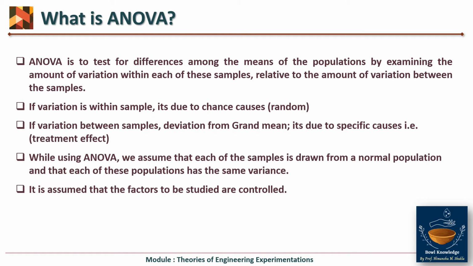So what is ANOVA? Again, we will go to the technical definition and the foundation concepts of ANOVA. So it is to test for differences among the means. Now what are means? Means are the averages. So it is to test for differences among the means of population by examining the amount of variation within each of the sample relative to the amount of variation between the sample.